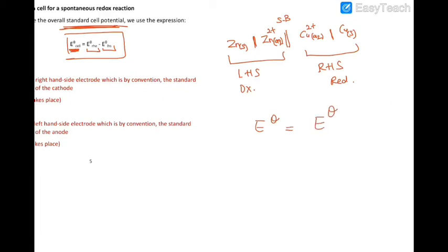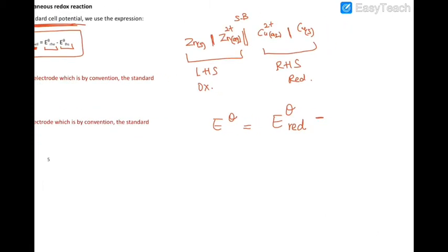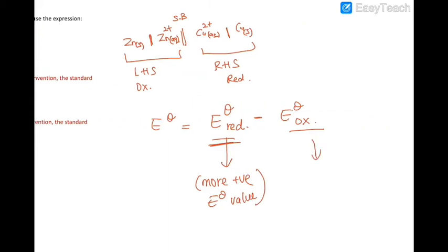So the overall standard cell potential can be calculated as the standard cell potential for reduction minus the standard cell potential for oxidation. So these values you can get them from the data booklet section 24. So you basically just need to find where reduction will take place, and the reduction will take place where you have the more positive inert value, and this one is going to be the more negative inert value.